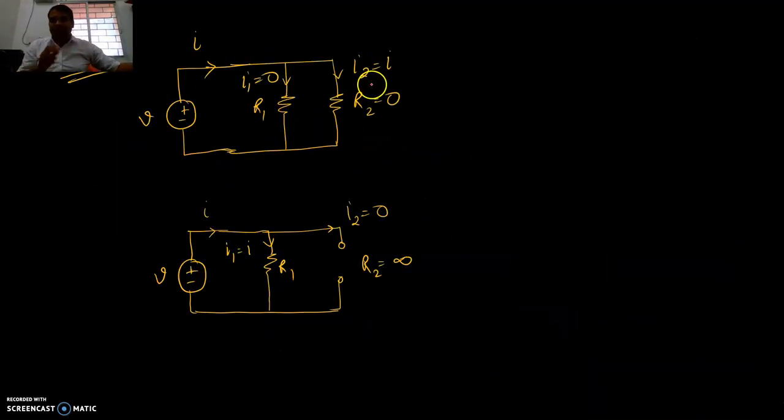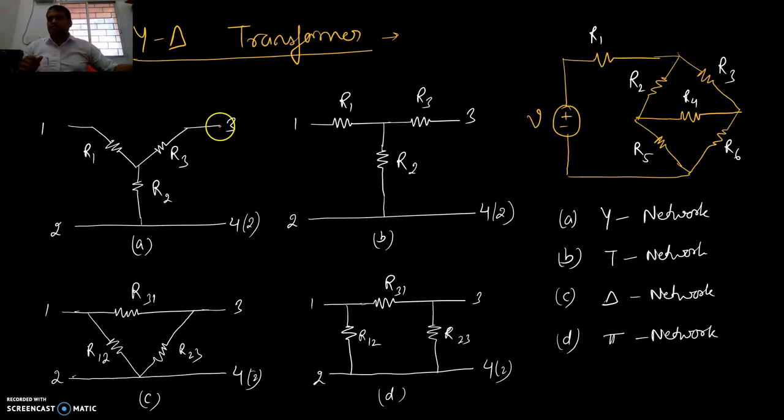So in conclusion, some of the cases are that if one branch resistance is 0, obviously the full current will flow through it, and on the other side the current will be 0. And if this is infinity, all the current will flow from the other side, and here the current will be 0.